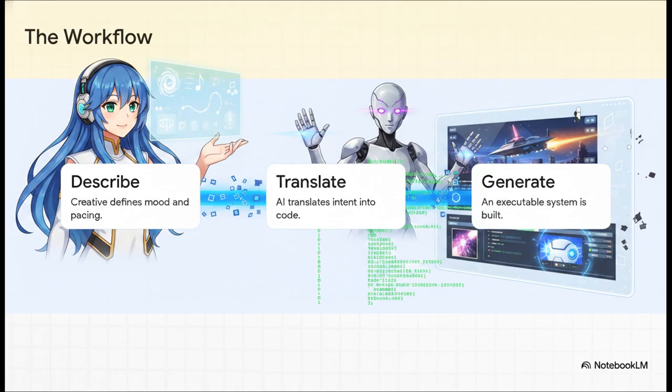So here is your new workflow. Step 1. You, the creator, describe the mood, the visual hierarchy, and the motion graphics you want. Step 2. The AI acts as your translator, turning your intent directly into code. Step 3. Remotion or HyperFrames generates the executable visual system. Boom. You get a perfect automated rendering pipeline, and you never have to memorize a single line of code syntax because the AI handles all the implementation for you.